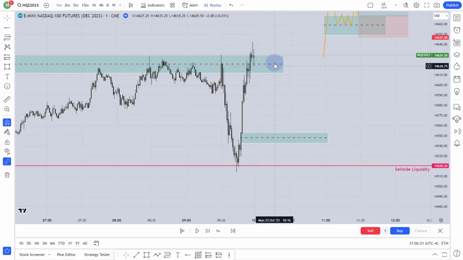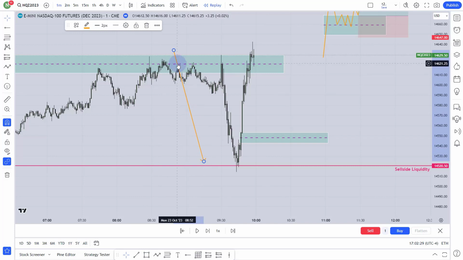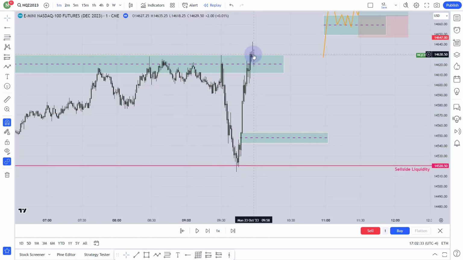In the same way I have marked this fair value gap, and that run was, let me show you, from here to here. So that's why I have marked the highest fair value gap. If it went from lower to higher, then I will mark the lowest fair value gap.